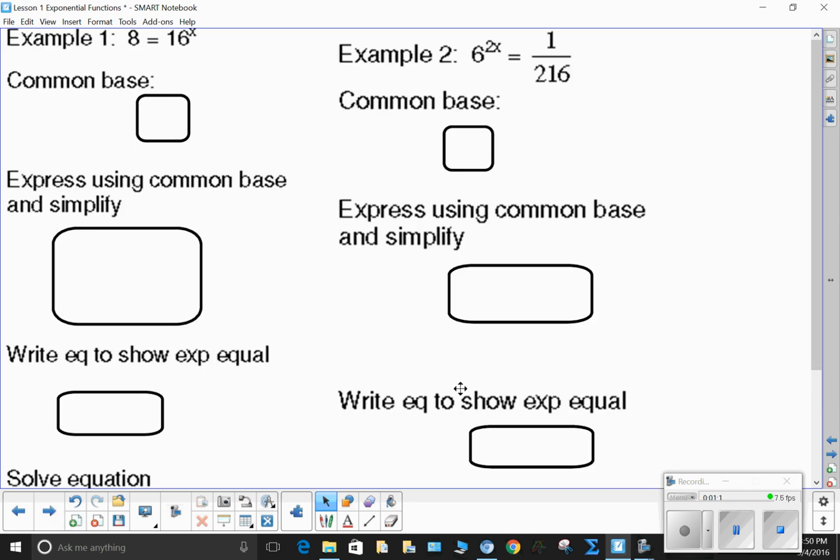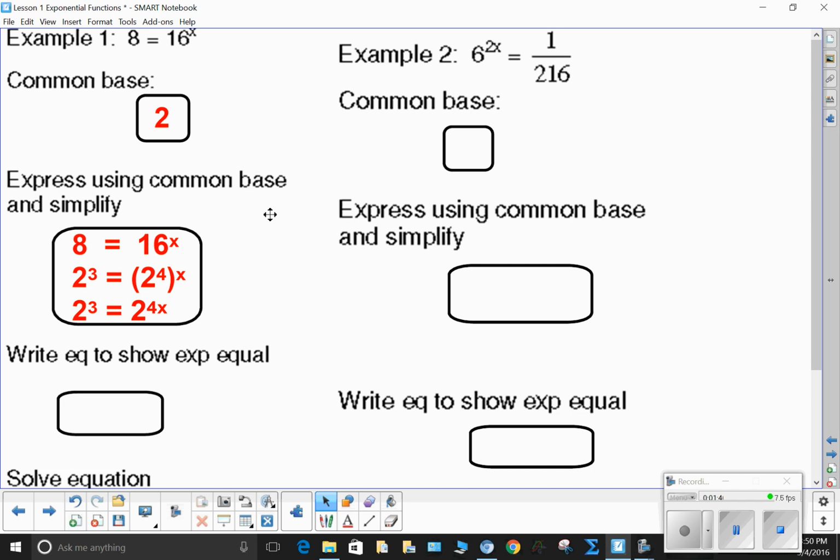Here's an example, or two examples, of solving an exponential equation. First, I look at 8 and 16, and I need to think about, do they have a common base? Why, yes, they do. They both have the common base 2. I can rewrite both of them using a base of 2. 8 is 2 cubed, 16 is 2 to the 4th. And then I still have to raise that to the x power. Well, remember, when we raise a power to a power, you multiply.